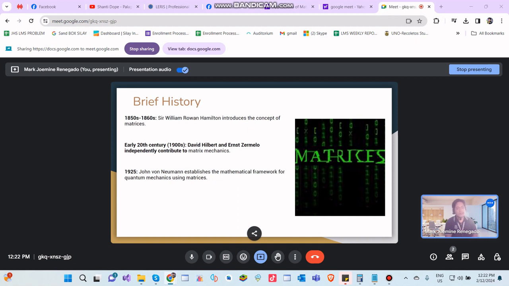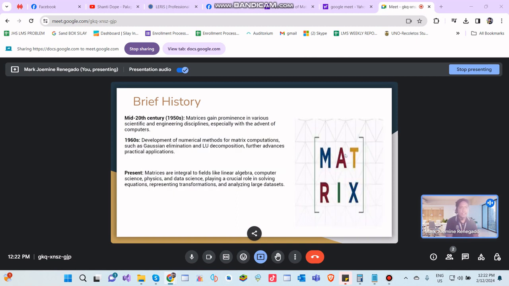Next, we are now in the mid 20th century, or the 1950s. Matrices gained prominence in various scientific and engineering disciplines, especially with the advent of computers. In the 1960s, numerical methods for matrix computations were developed, such as Gaussian elimination and LU decomposition, which further advanced the practical applications of matrix operation.